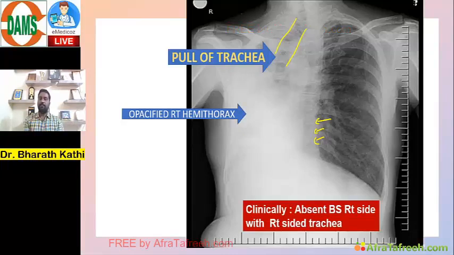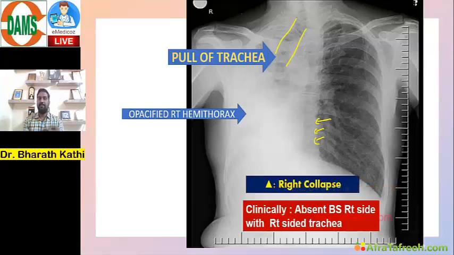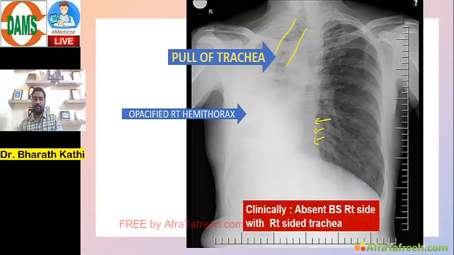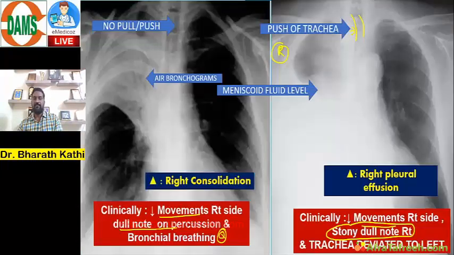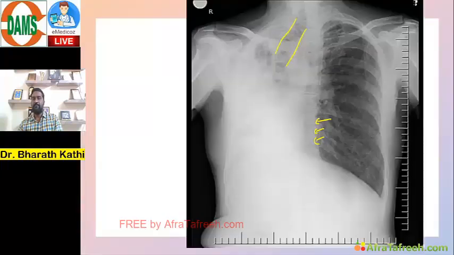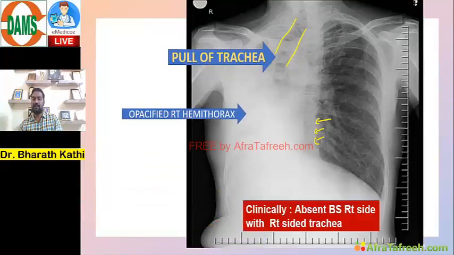So what might be the clinical scenario that we are talking here? Say pulling lesion and absent breath sounds with right-sided trachea. So it is a right-sided collapse. So these are the things that you should know. How to differentiate a consolidation, a pleural effusion, a collapse clinically, radiologically, frequently asked.